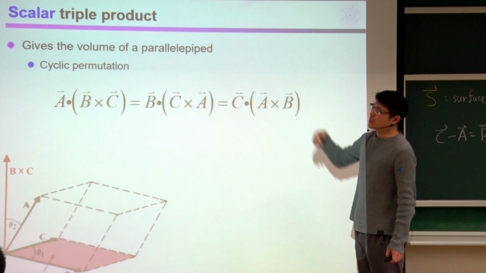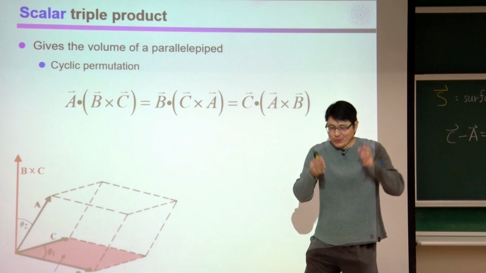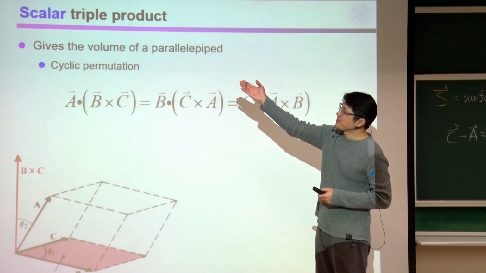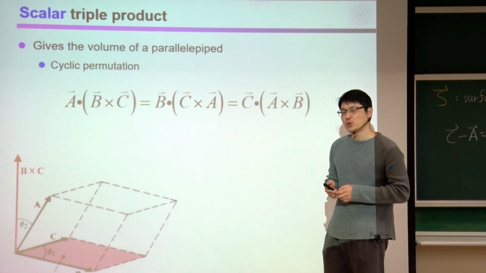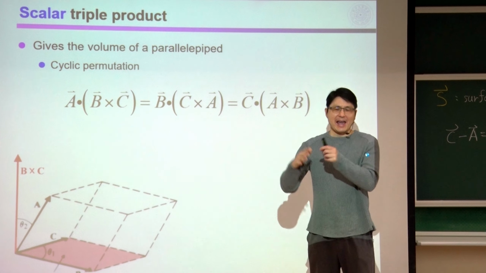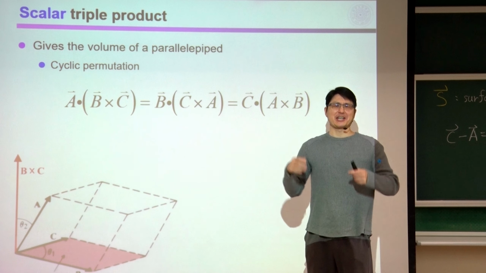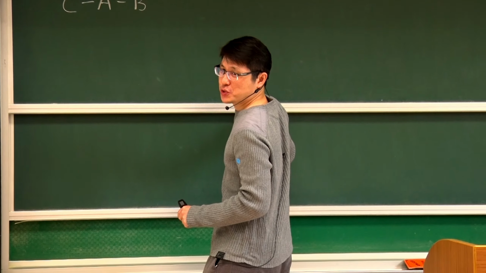So now we introduce triple product. Now we have three vectors, and we want to multiply them together. The first one I'm going to introduce is the scalar triple product, which means you have three vectors, and after some kind of multiplication, you end up with a scalar. Now, what choices do we have?